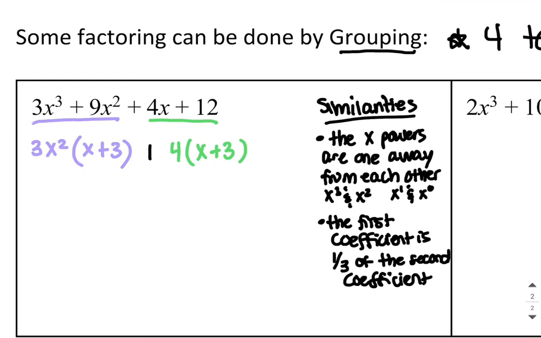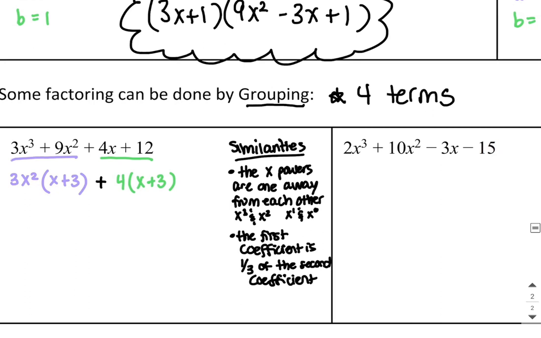Well, what I see in common is that I have x plus 3 here and x plus 3 here. That 3 comes from the 1/3 thing I was talking about, and the x term comes from the powers being 1 away from each other. And so what I can do here is, this is like saying I have 3x squared of x plus 3 plus 4 of x plus 3.